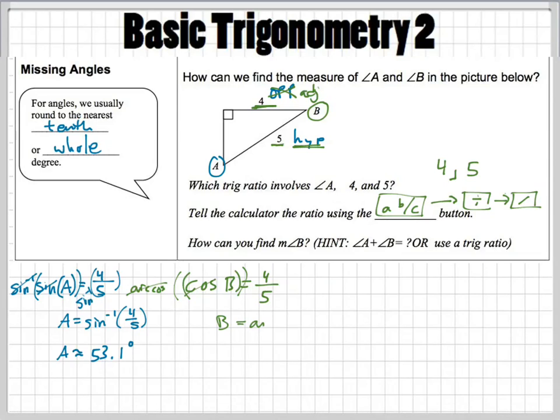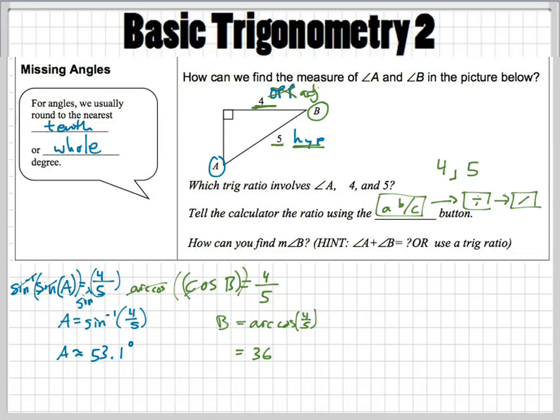On the other side I have arc cosine of 4 over 5. Now you guys know your calculator. You're either going to put that in first or you're going to put this in first. After you put those in, what would you get? 4 divided by 5 equals, second, cosine inverse.